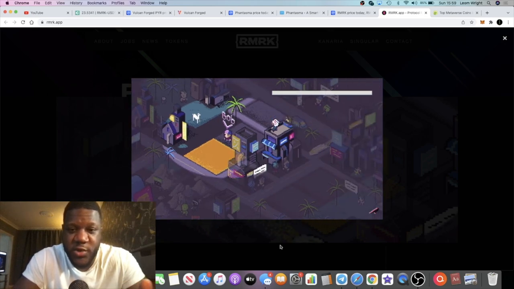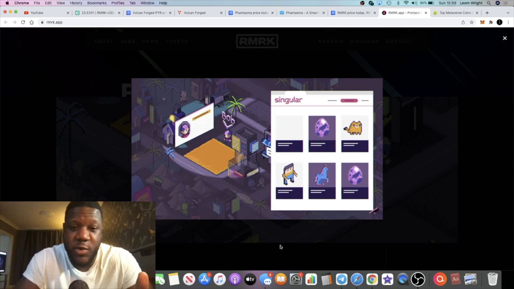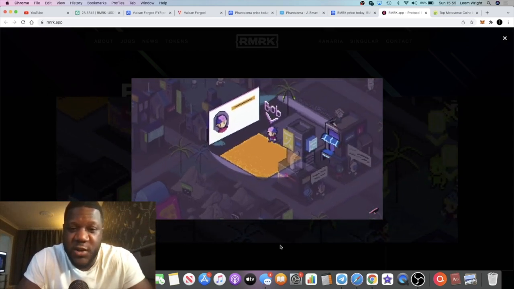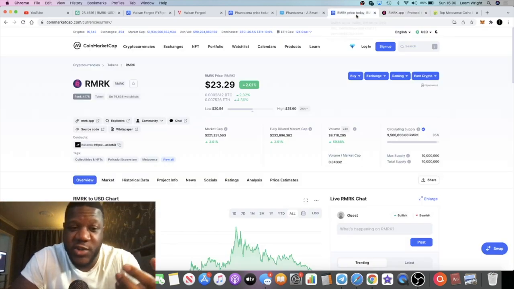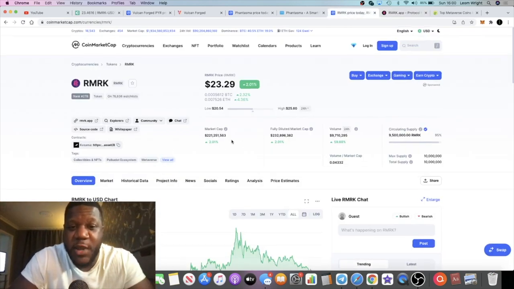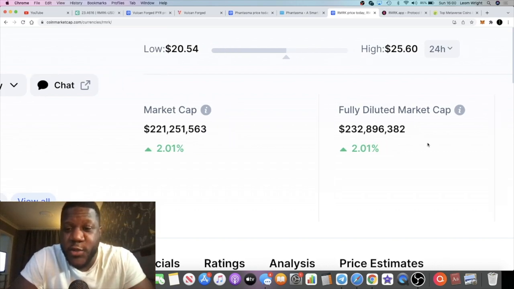You can host billboards, NFTs, without the need for parachains, because it's actually built on the Polkadot Canary network, so no need for parachains, smart contracts. There's no shortage of experience from the team, and they've got quite a big team that's building on this project. It's got a very low market cap at 221 million and fully diluted at 232 million.